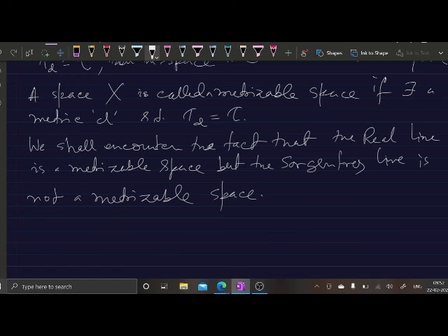That we shall prove later. Okay. So Sargent-Freund line is an example of a space, topological space, which is not a metrizable space.